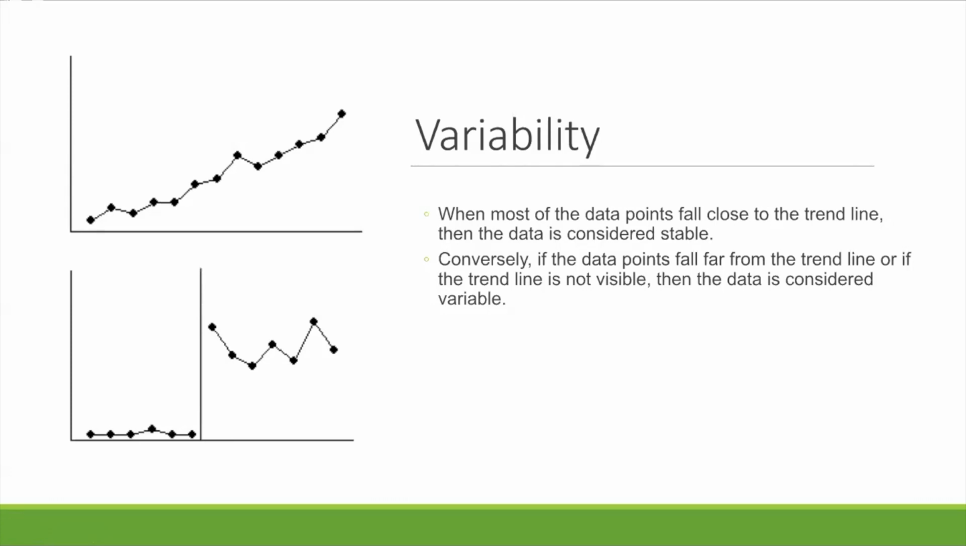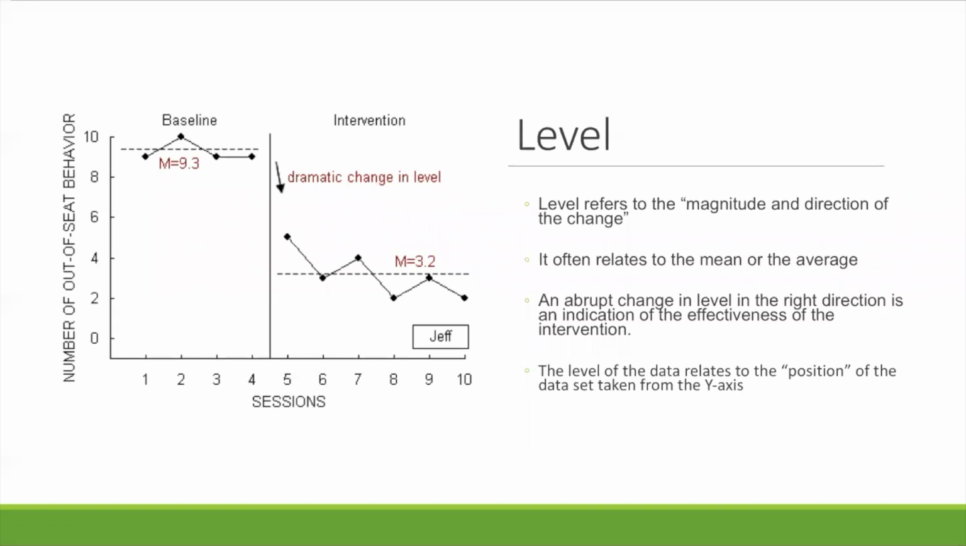The top graph has a low variability, whereas the intervention phase of the bottom graph has a high variability. Level is a line that represents the average of a set of data. It refers to the magnitude and direction of the change.